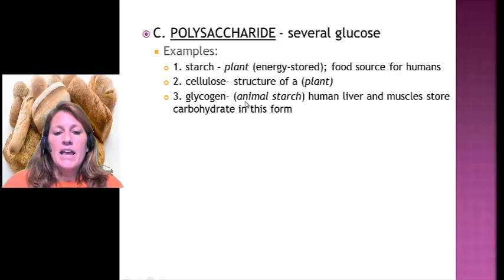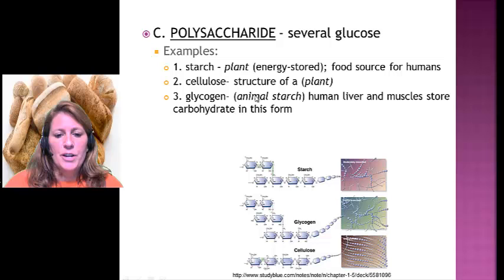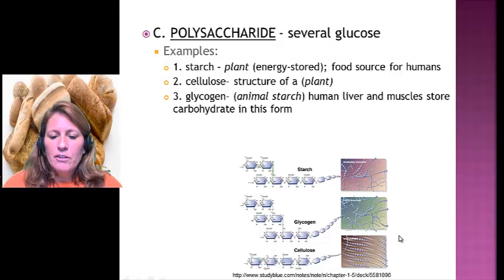Glycogen is animal starch. So we take that food that we eat, our liver and muscles will then store that carbohydrate so we can use it later for energy. So just keep those straight. I'm not going to ask you questions about diagrams, but I just want to show you they're still glucose molecules, so each one of these hexoses is a glucose, but it's how they're arranged. They're a little bit different in the number and the length.